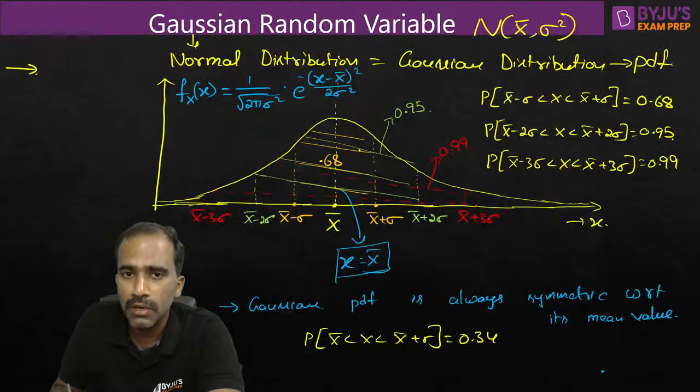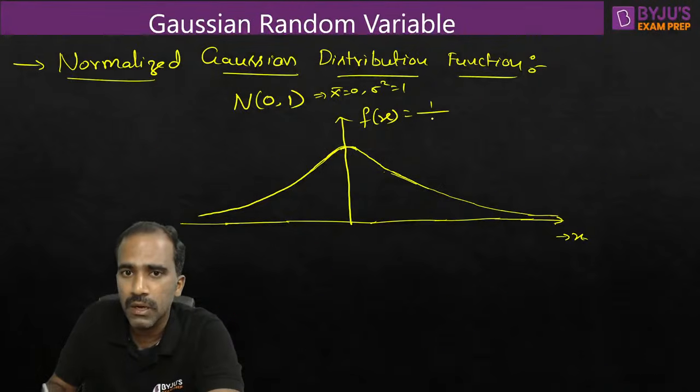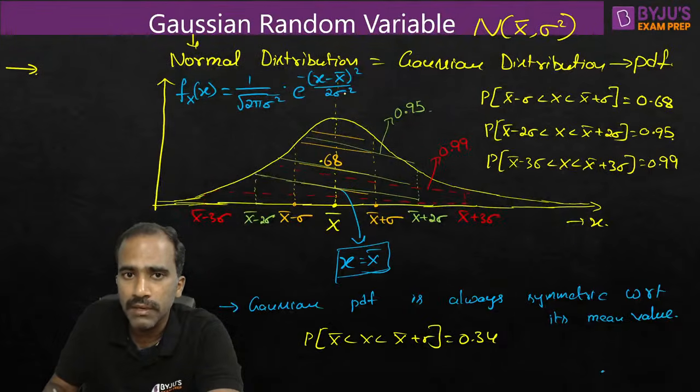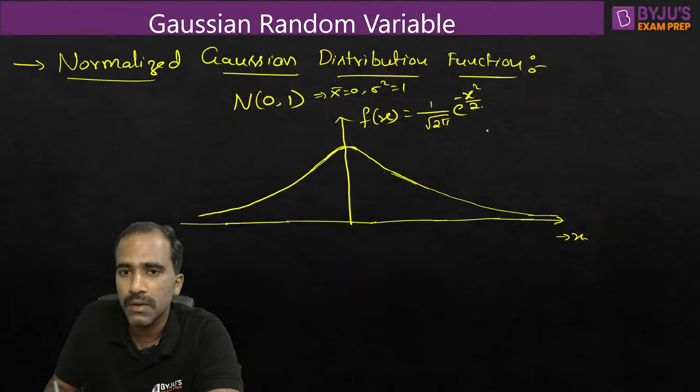Same equation, I'm talking about a special case here. This is the general case. So in this, let us substitute x bar with 0 and sigma square with 1. Now how does the equation look? It is 1 by root 2 pi into e power minus x square divided by 2. See this? 0 here, 1 here. It becomes minus of x minus 0 whole square divided by 2, right? X square, that's it.